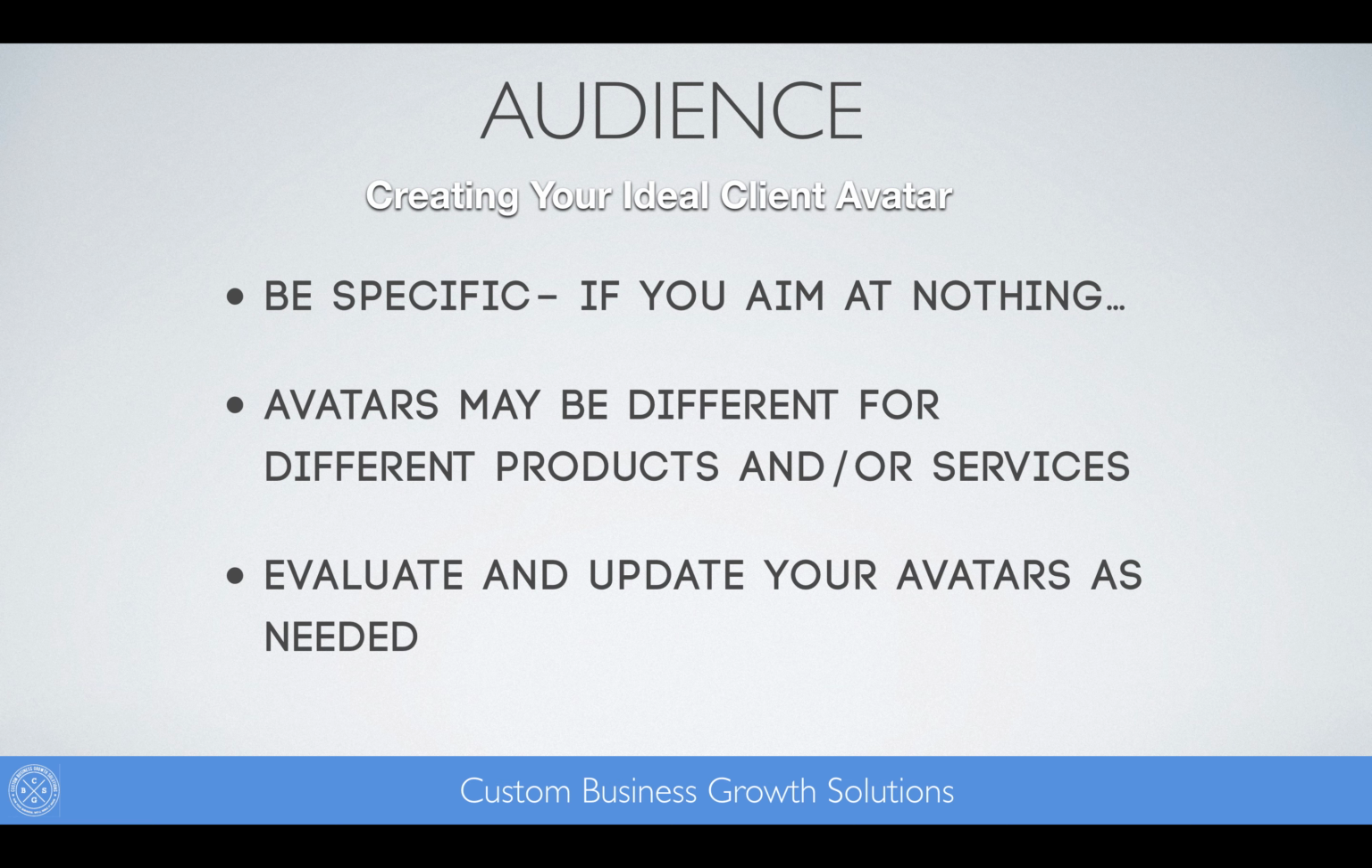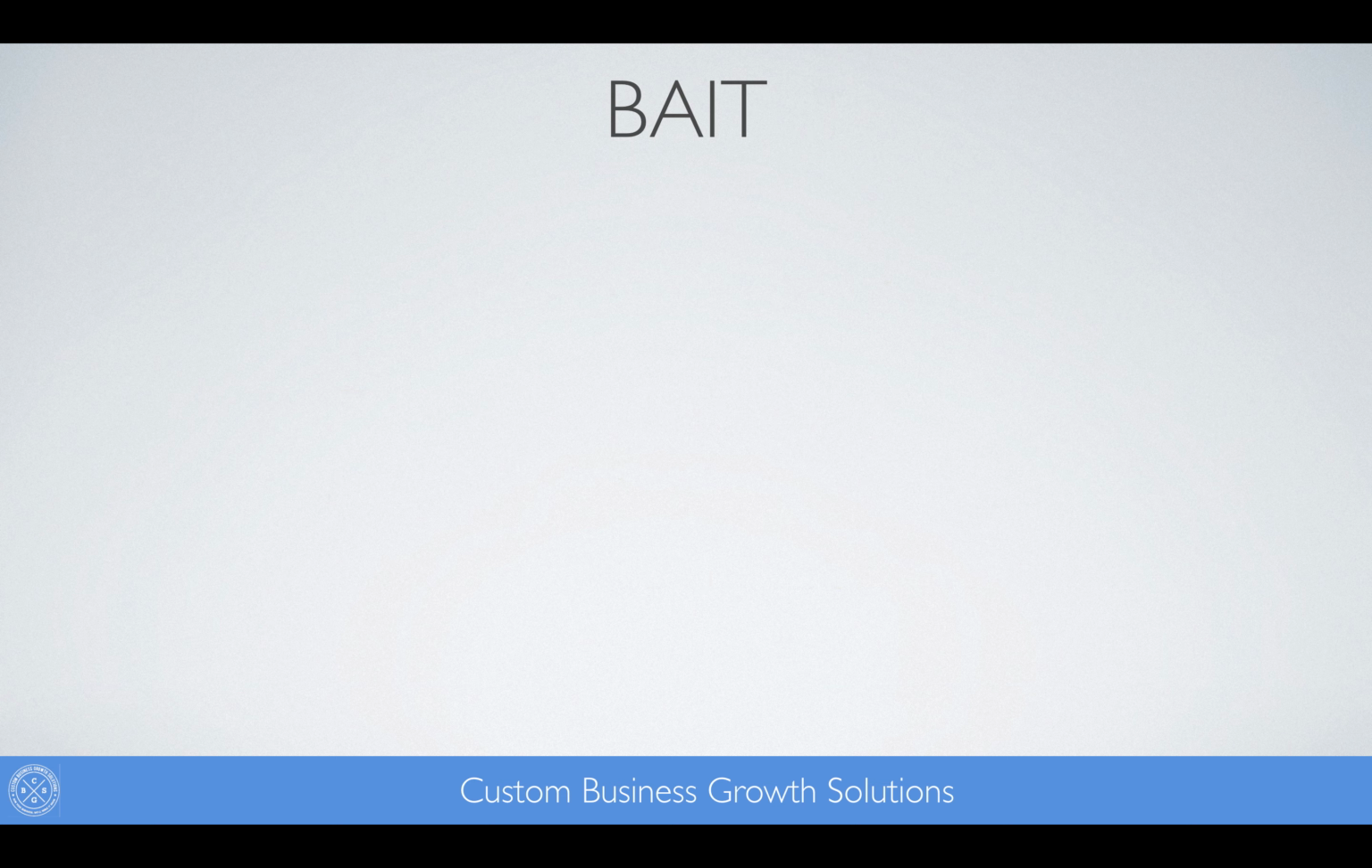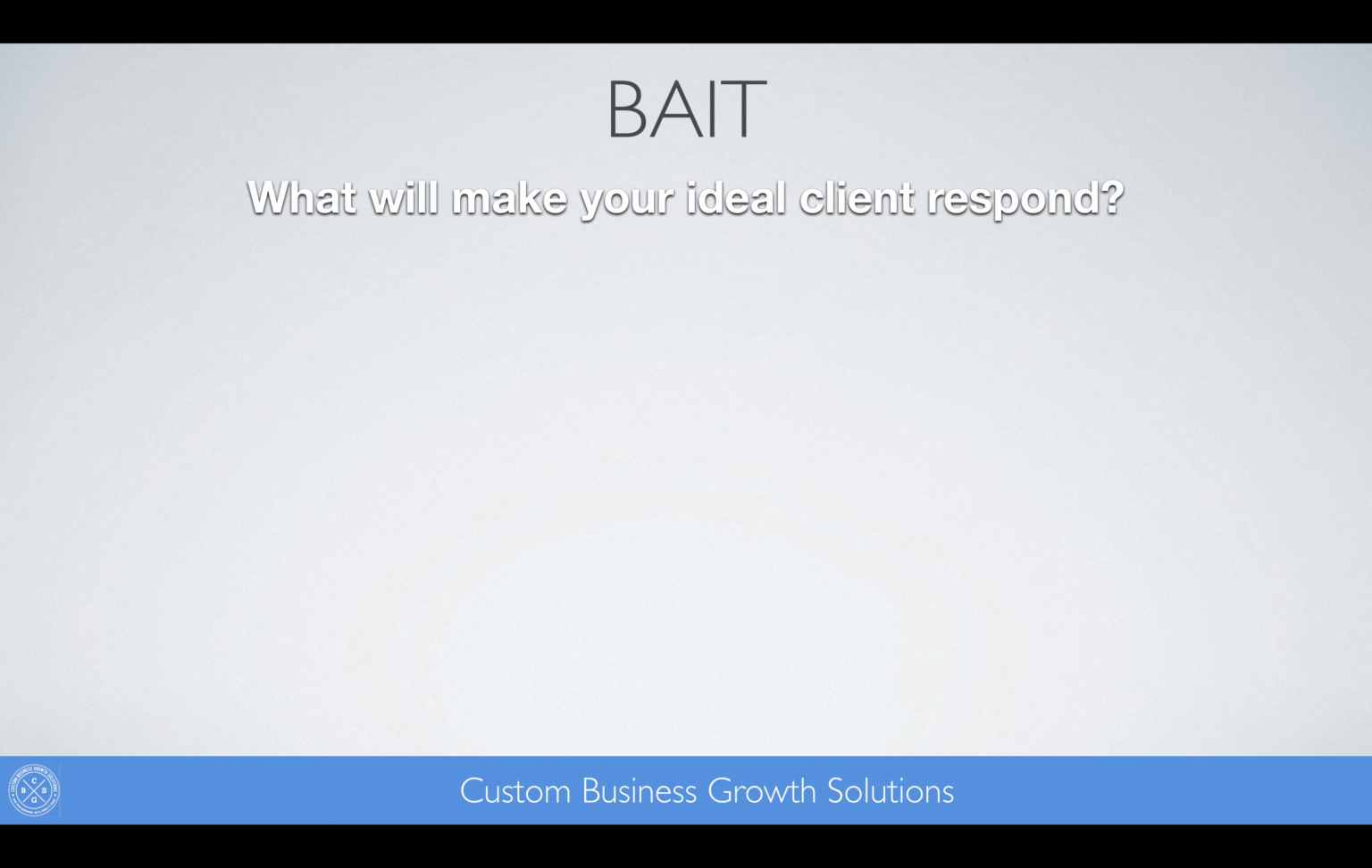And then obviously evaluate and update your avatars as needed, as your products and services might change, or even as culture changes, or maybe you're realizing that type of person really isn't your ideal client. You might need to evaluate and update it. But do the work ahead of time of identifying who your target audience is, your ideal client. That's going to take us into the bait. And if you haven't done that work of identifying your audience, then you're not really going to know what type of bait and how to create your bait. So you really need to do that first. So what will make your ideal client respond?